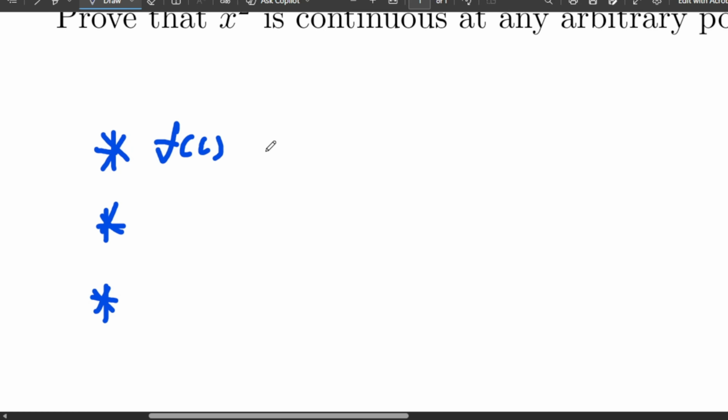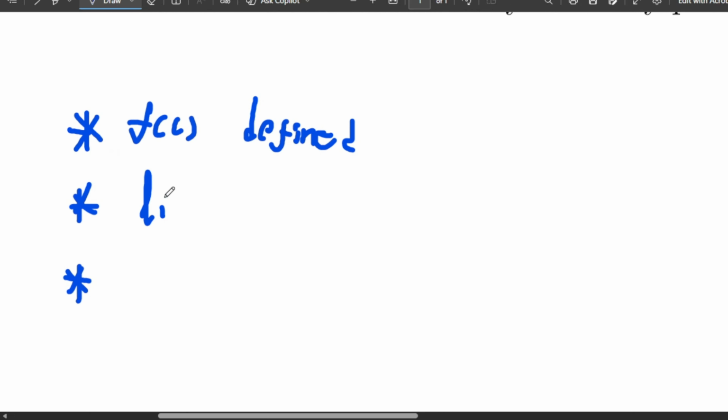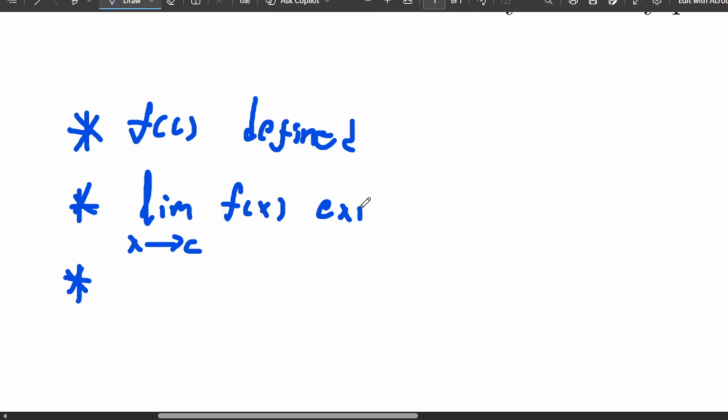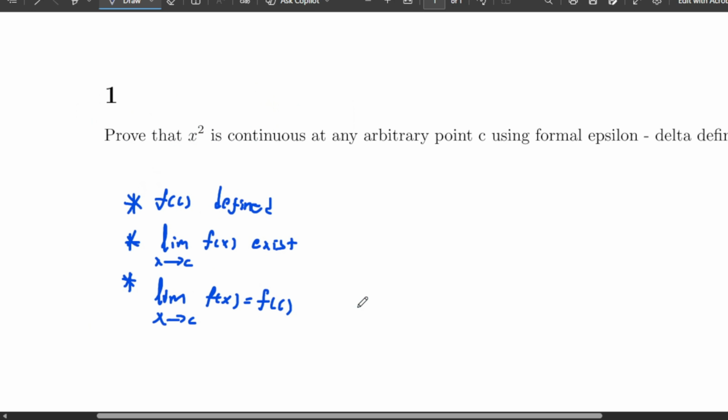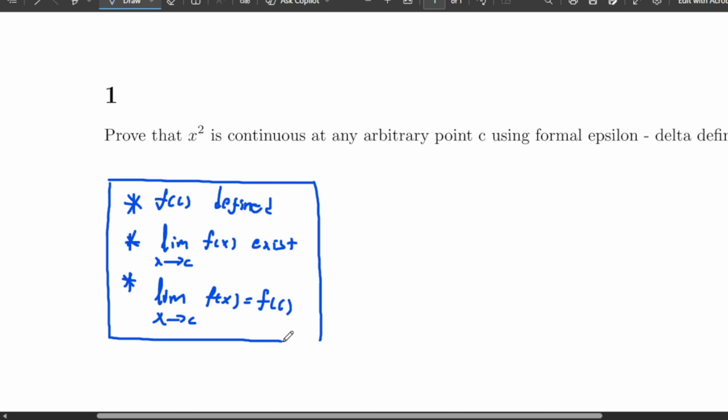we have three points. First, f of C must be defined. Second, the limit as x approaches C of f of x must exist. And third, the limit as x approaches C of f of x is equal to f of C. Okay, we learned this in high school.